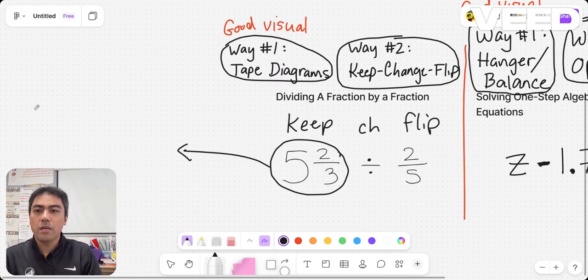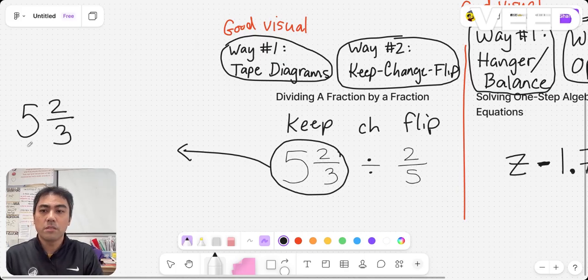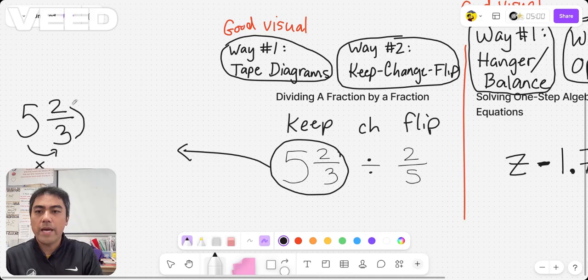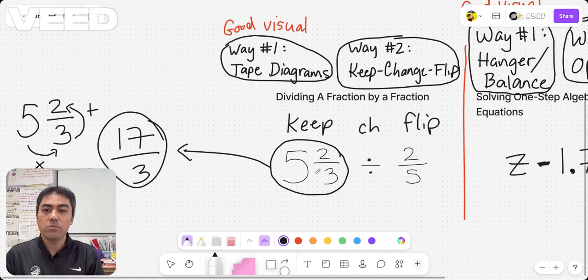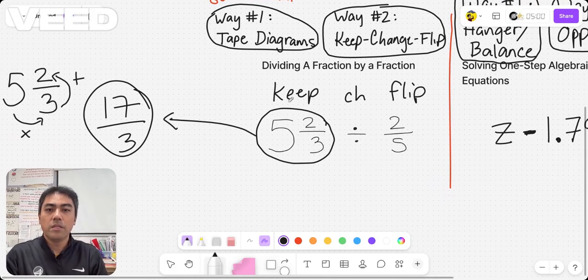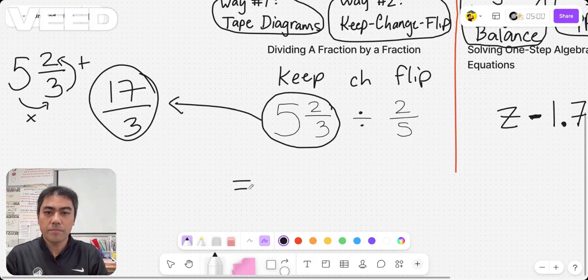But there's a special trick for that where you take these two numbers and you multiply them, okay, and then you add. So basically, 5 times 3 is 15, and then you take that 15, you add 2 to that, and you get 17, and then you keep the denominator the same. And so 5 2/3 is the same as 17 over 3. Okay. So we can write that here. We can say that it equals 17 over 3.